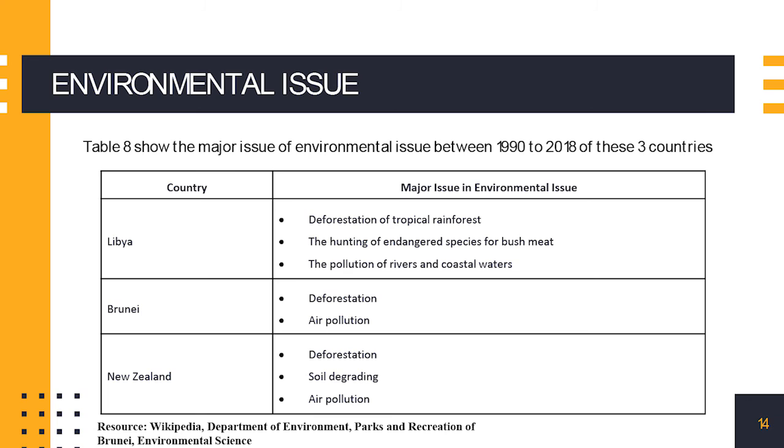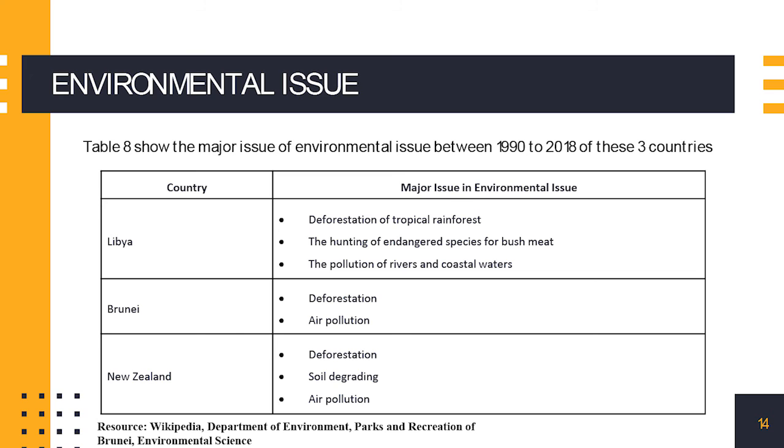Okay, the first issue that happened is deforestation. In Liberia and New Zealand, the issue is much bigger than in Brunei. It is because Brunei has claimed that the country still has 78% green cover in 2016. Liberia comprised a large portion of the remaining rainforest in West Africa, with about 43% of the Upper Guinean forest.